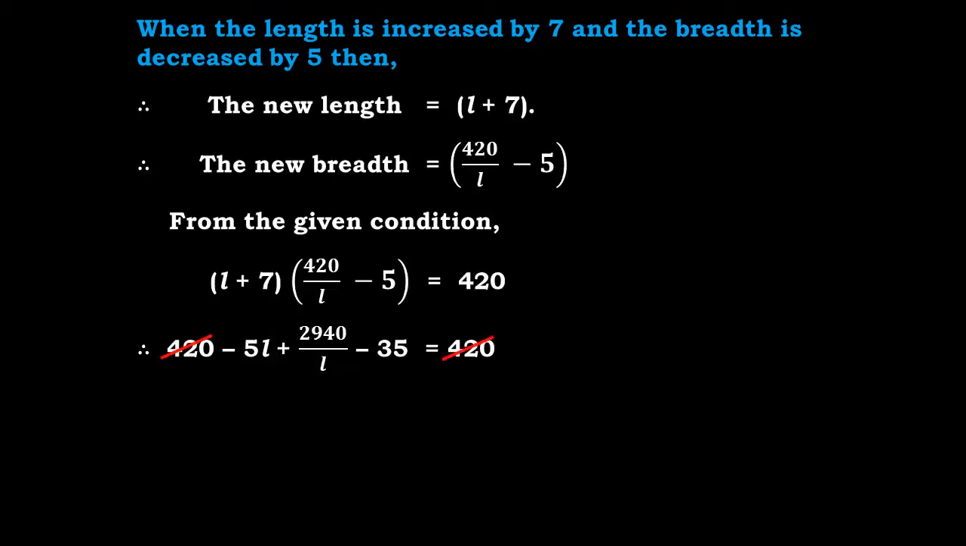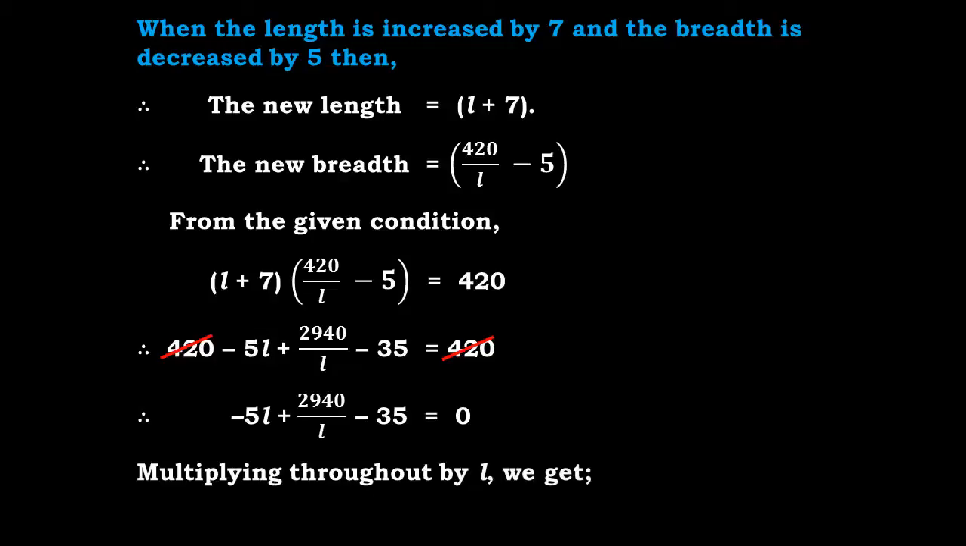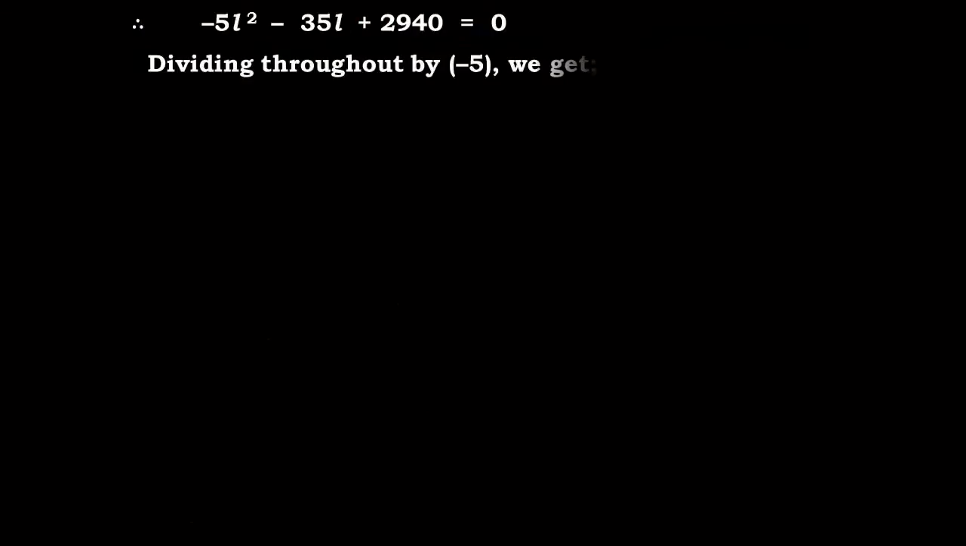420 gets cancelled. So we have minus 5L plus 2940 upon L minus 35. Multiplying throughout by L, we get minus 5L square plus 2940 minus 35L is equal to 0. Dividing throughout by minus 5, we get L square plus 7L minus 588 is equal to 0.